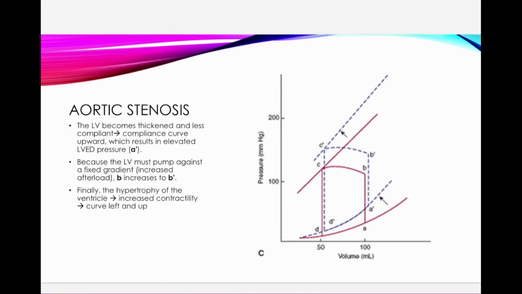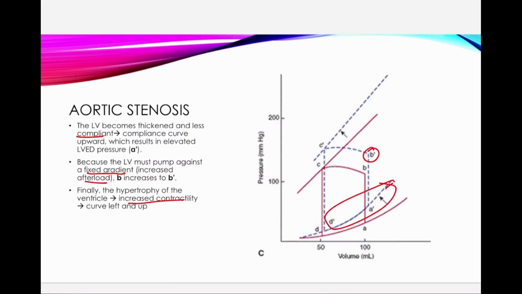As the left ventricle becomes thickened and less compliant, our compliance curve gets altered. Thick hearts don't fill well, compliance gets altered. So the compliance curve gets moved. Because the LV must pump against a fixed gradient, our increased afterload has now jumped up. And finally, the heart got thick, hypertrophied. All that extra muscle can now generate more pressure, so eventually we get increased contractility because we do have extra cardiac muscle now. Is it a good thing? No, but it's what the heart has to do to compensate for the aortic stenosis. The LV has to hypertrophy to get the contractility back, to maintain a stroke volume.